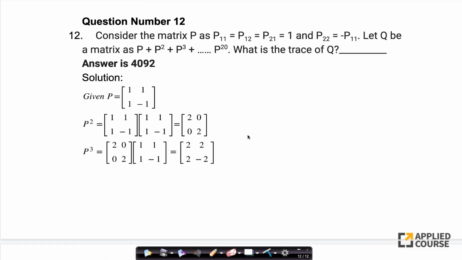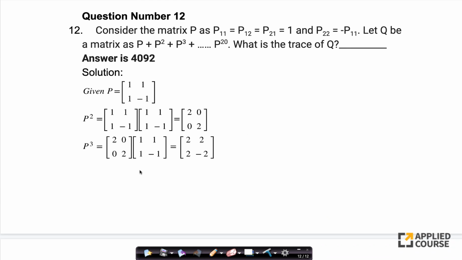Now let's go to the next question. This is a more interesting one. The question says, consider the matrix P as P11 and P12 and P21 equals 1. So this is what you'll have, and P22 equals minus P11.